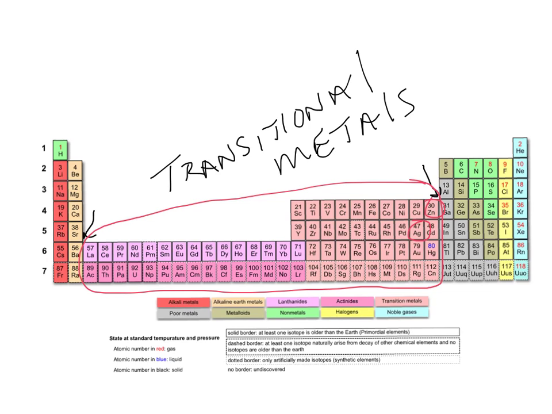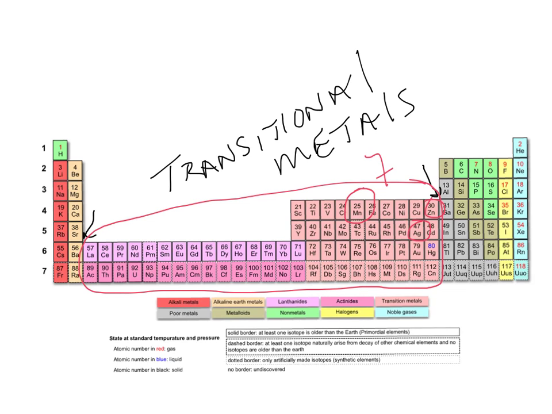Zinc is always a 2+ charge. Silver is always a +1 charge. But in general, many of them can have multiple charges, like manganese right here can have as many as 7 different charges on it. So this area in here, which we call the transitional metals, we usually will wait to determine what ion it is by what it is bonded with.